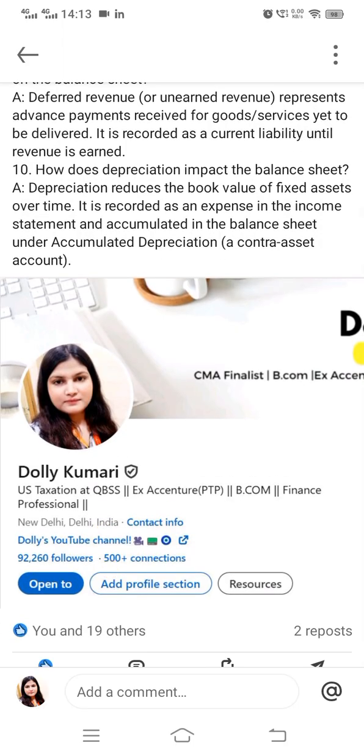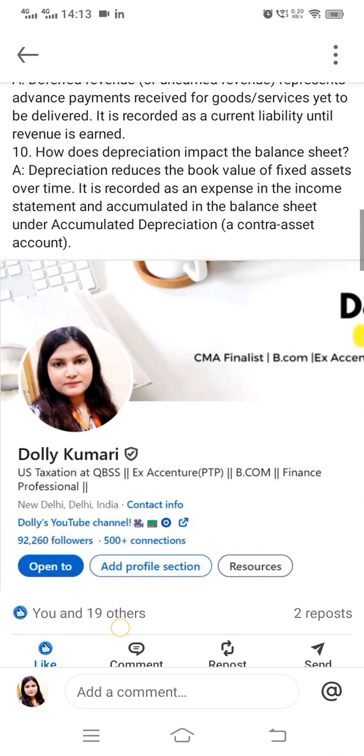Now we have 10th question. How does depreciation impact the balance sheet? So depreciation is basically a reduction in your fixed assets due to their life and due to wear and tear. So that is our depreciation. And depreciation reduces the book value of fixed assets over time. It is recorded as an expense in the income statement and accumulated in the balance sheet under accumulated depreciation, and it is a contra entry.